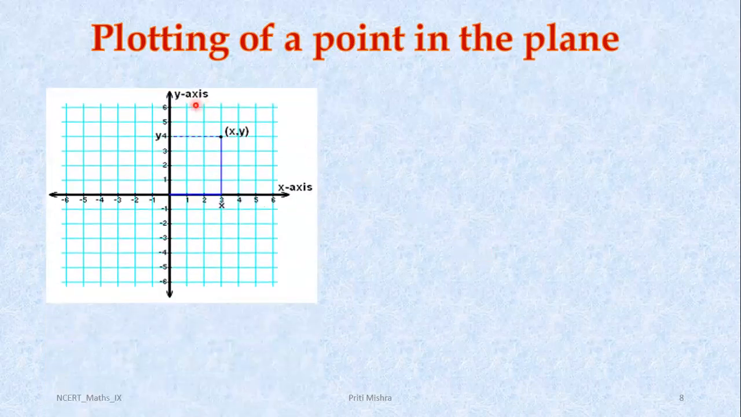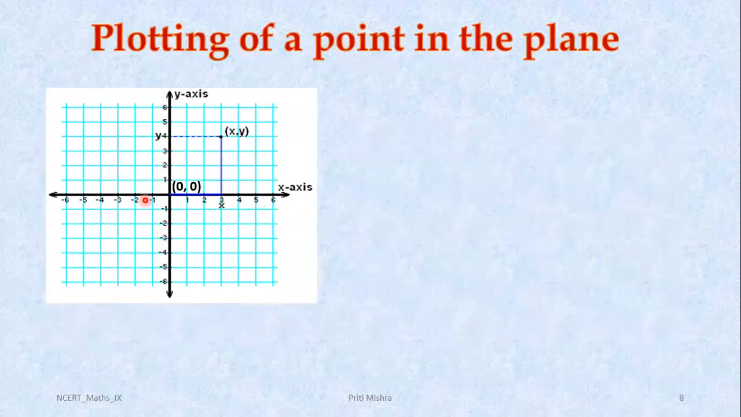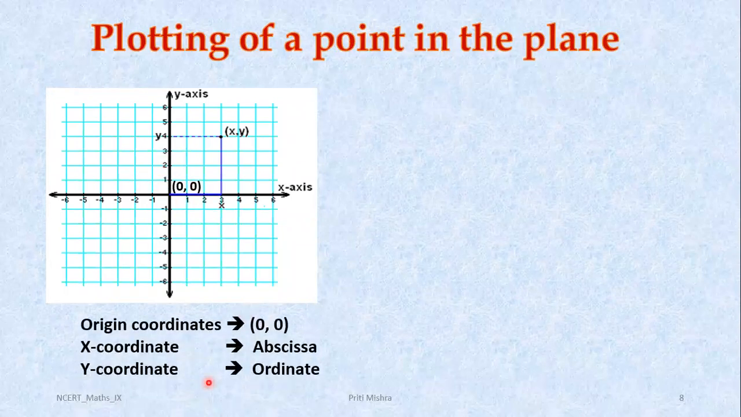So now you know what the Cartesian plane is. We have to just plot a point x, y here. Then how to plot? You now know the point where the axes intersect is known as the origin, and the coordinates of the origin are 0, 0. The x coordinate of any point is known as the abscissa, and the y coordinate is known as the ordinate, right? These are the names through which we call the x coordinate and y coordinate.